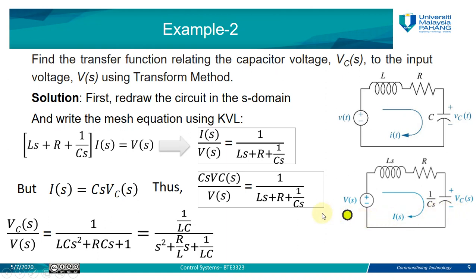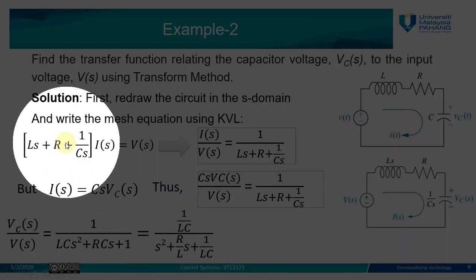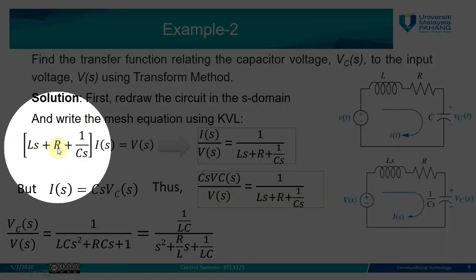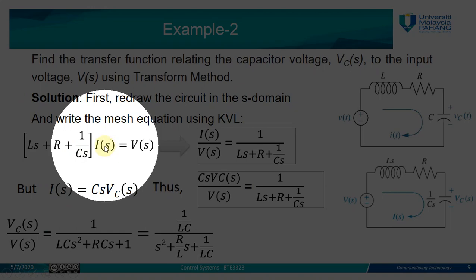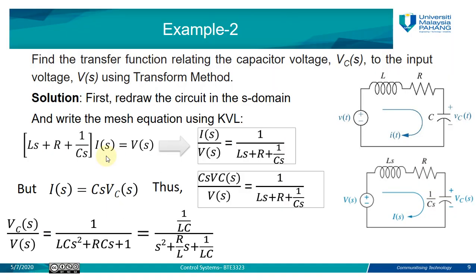Okay, so the summation of the impedances, here we have Ls plus R plus 1 over Cs. This is the summation of all impedances in your loop, times the current value, which is Is, the current of the loop. This is on the left side. On the right side, you have the applied voltage source. So how many voltage sources? We have one voltage source, which is Vs. You just put Vs.